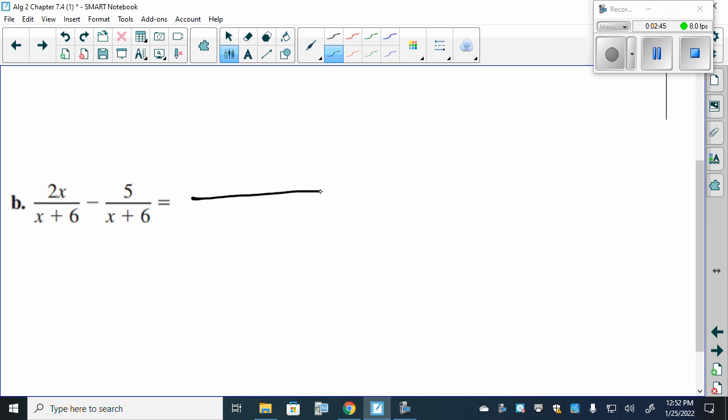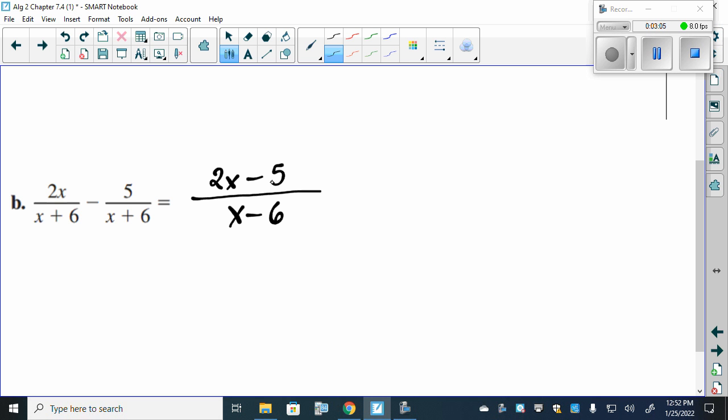Now for this here, the denominators are the same. We have x plus 6 and x plus 6. So that would be the same. We just need to subtract the numerators here. So we would have 2x minus 5.